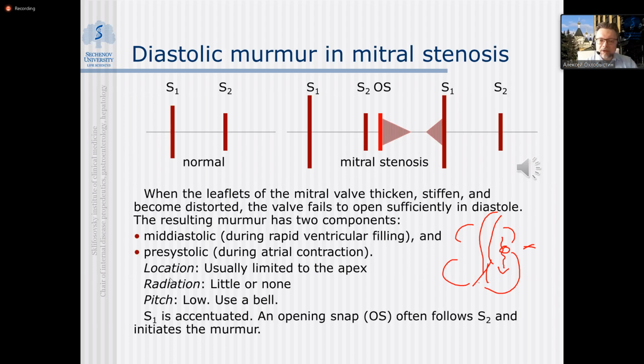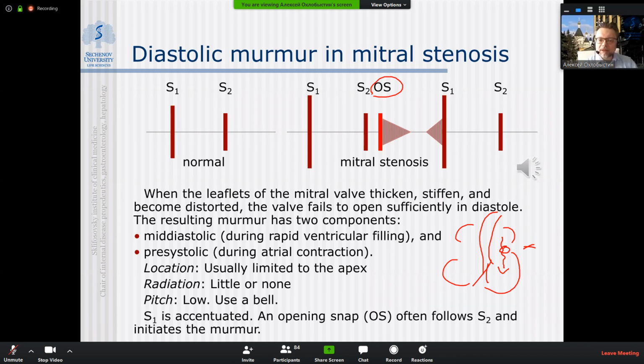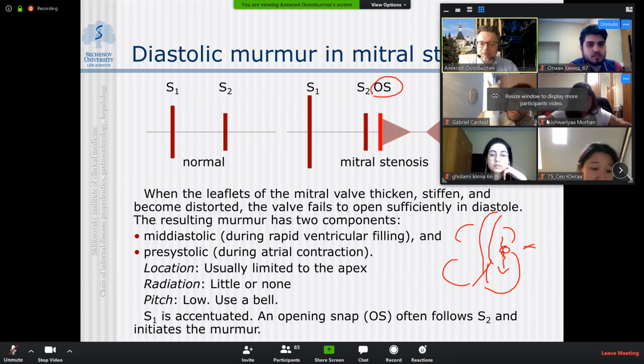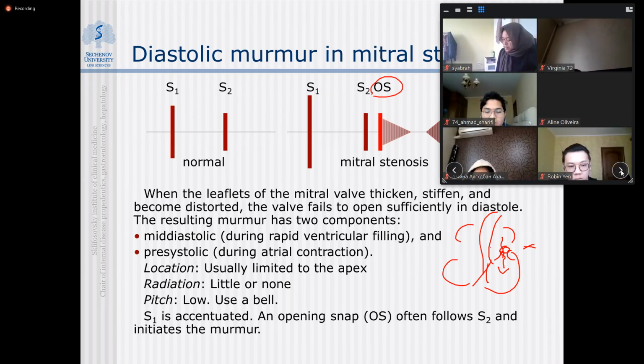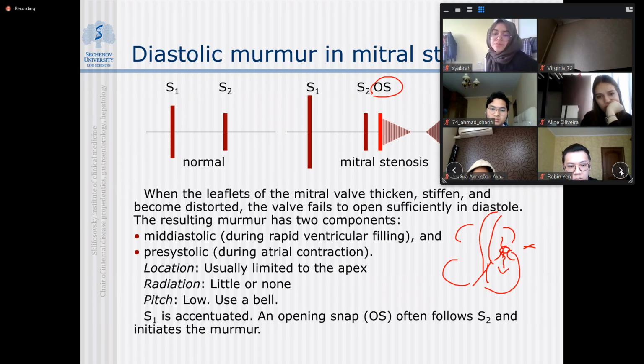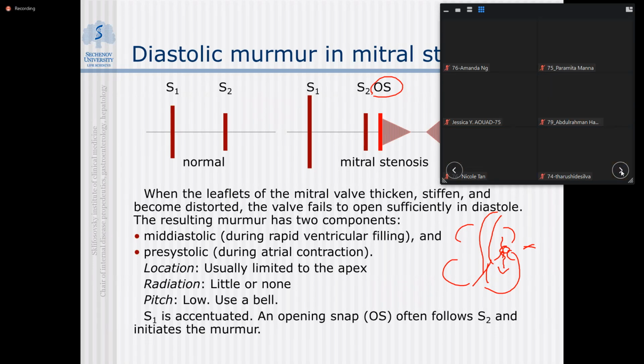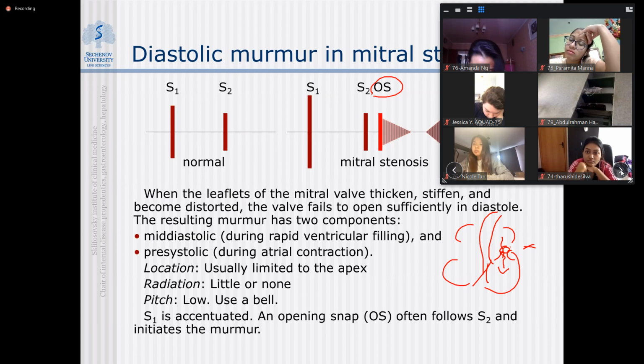First of all, that murmur should appear only after the opening snap. The opening snap is the sound of the opening of the mitral valve. The cusps of the mitral valve should open. Normally, that event will be absolutely silent. And in the case of mitral stenosis, it will become loud.